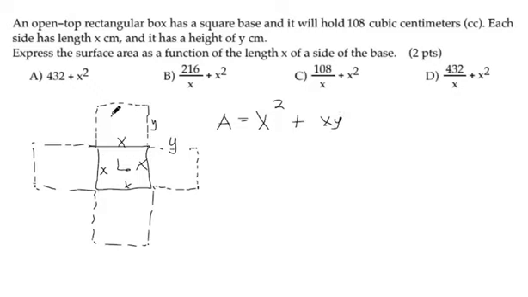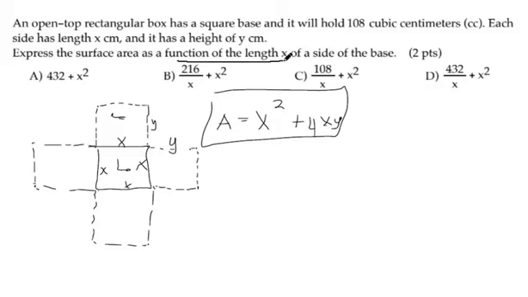So we've got this one, we've got this one. Look, this one is also x times y. This one is x times y. This one is x times y. So there's 4 of those x times y's. So there we go. We've got an equation for the surface area. The problem is it's not a function of x. Okay? It's not a function of the side length x because it has a y in there.